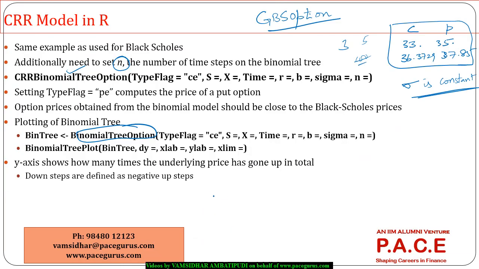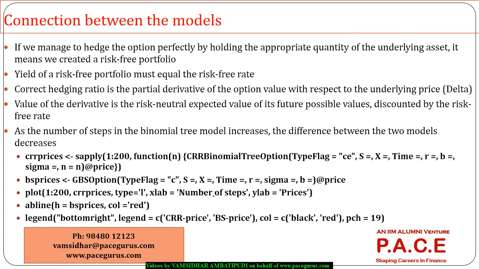Alright. So the y-axis is showing how many times the underlying price has gone up in total. The down steps are defined in negative terms. Now, the connection between the two models, both of them have a lot of assumptions, and both of them are more or less similar in many aspects.